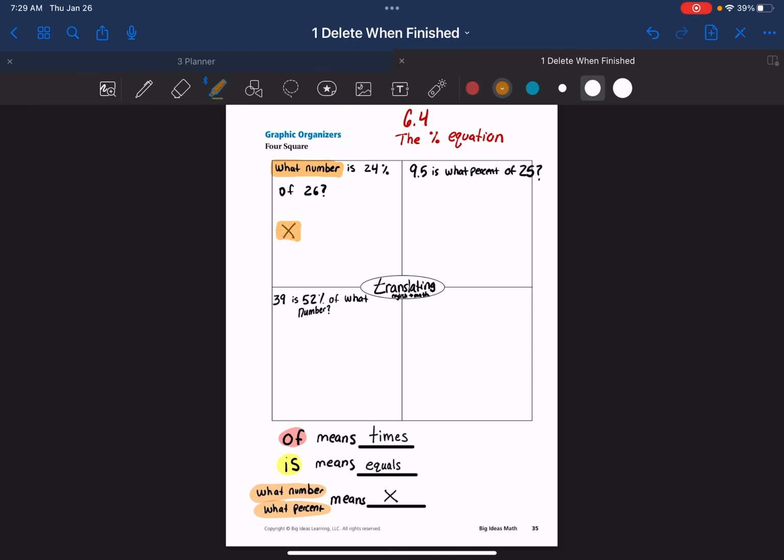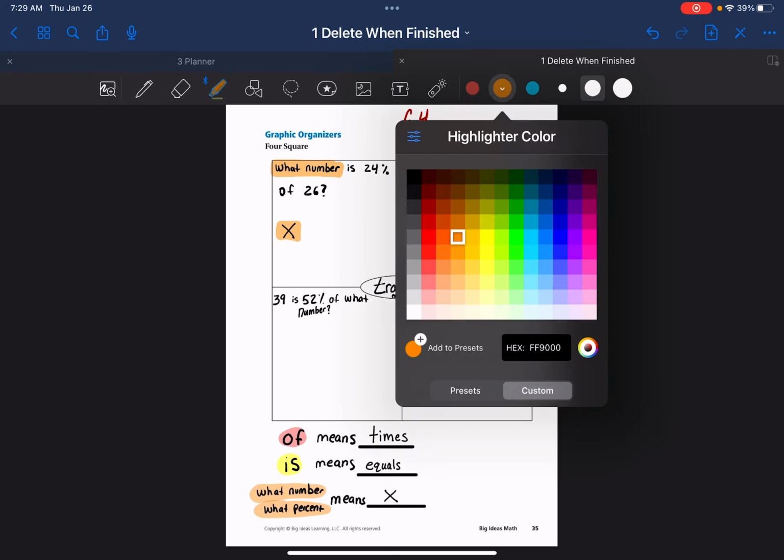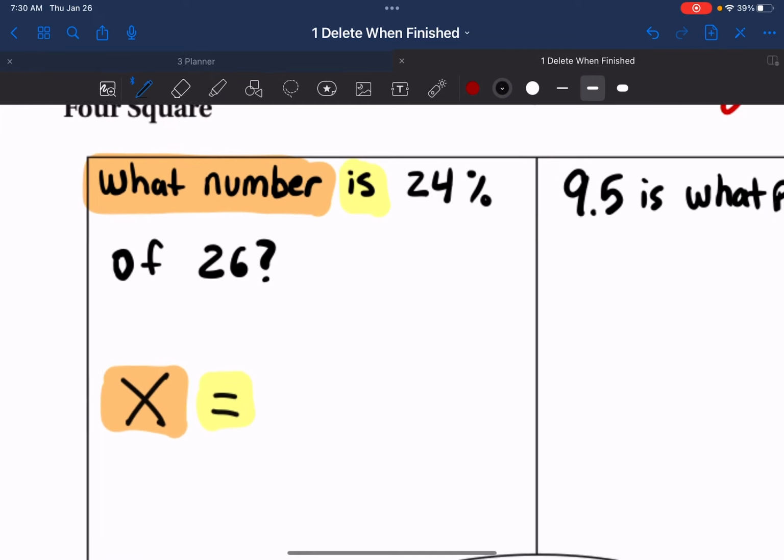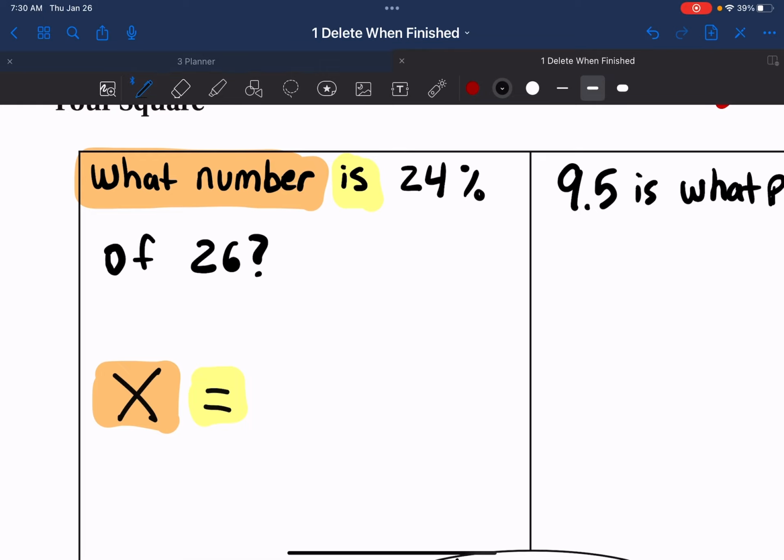Now you don't have to highlight these things when we do it in real math, just for these notes, just so you can keep them organized. The next word is is. And if we translate that, that means equals. So we're going to go and highlight is in yellow. Okay, and then is equals.